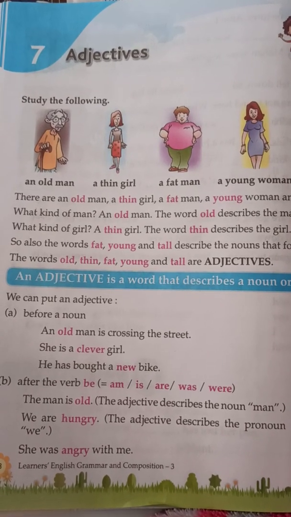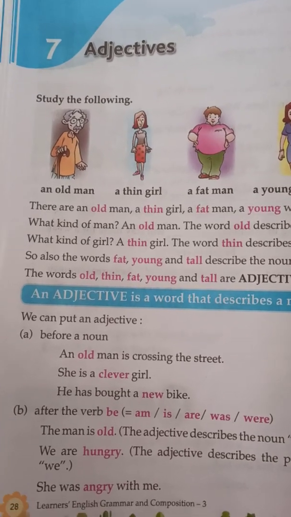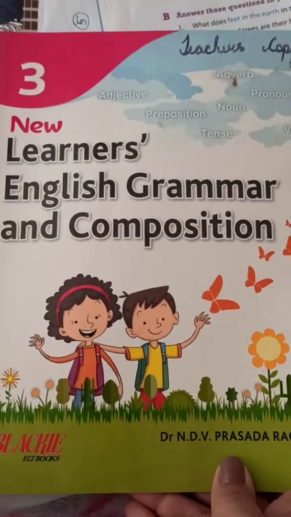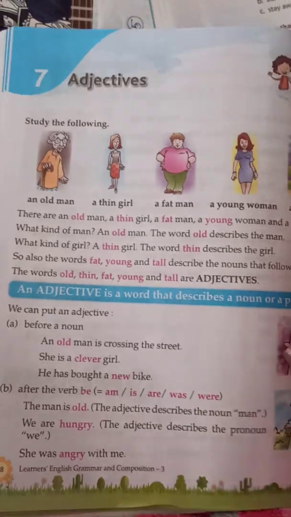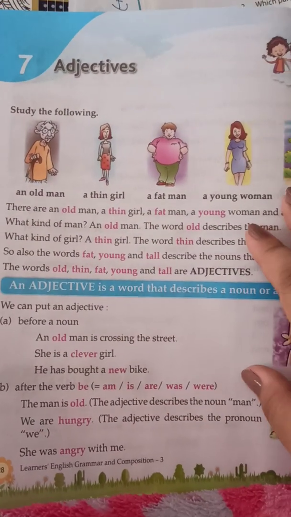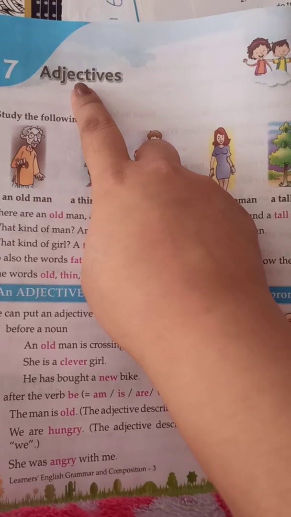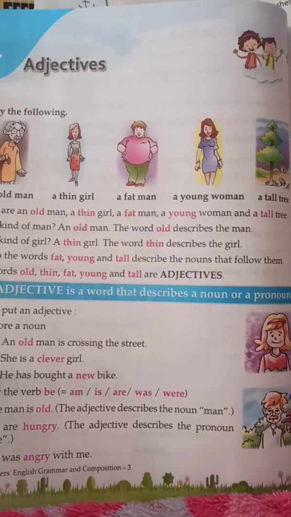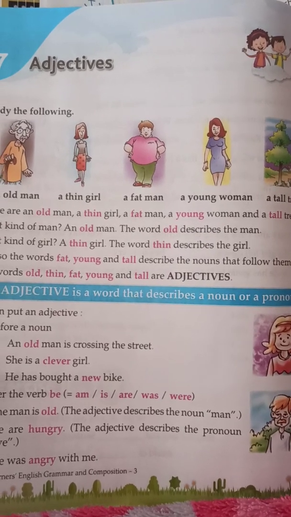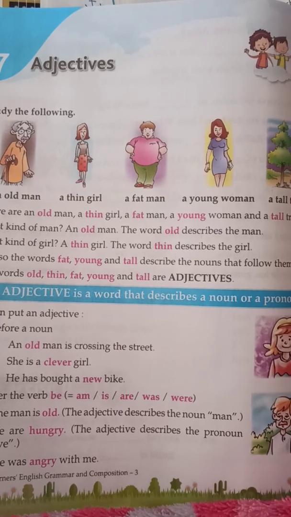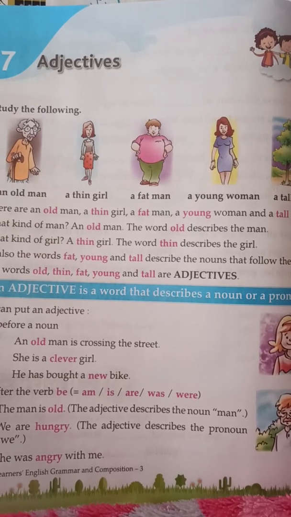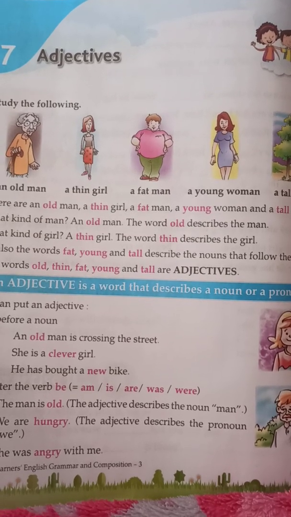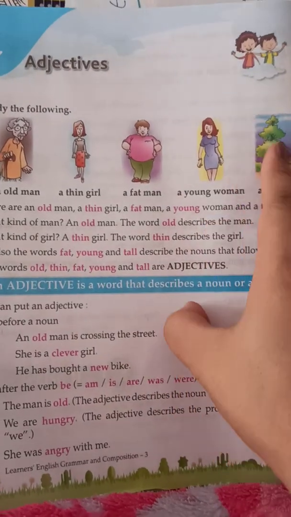Today we are going to study a new lesson, lesson number 7, page 28 from your English Grammar and Composition. Turn to page 28. What is the name of our lesson? Adjectives, isn't it? What do you mean by adjectives? We had already studied this in your previous classes. Adjectives are describing words. They are used to describe a person, place, animal, or a thing. So first, let us read it.